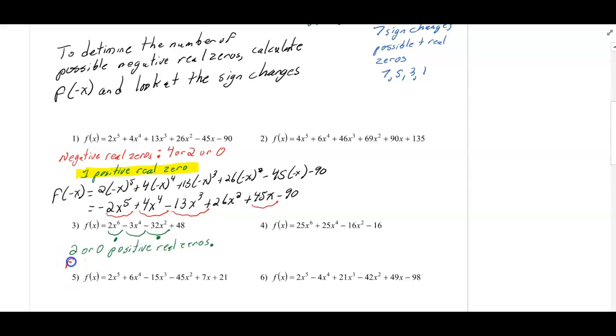For number 3, f of negative x is going to be 2x to the 6th minus 3x to the 4th minus 32x squared plus 48. That tells me for f of x, there are 2 or 0 negative real zeros, because if you look at the sign changes here, there's one sign change there and one sign change there.